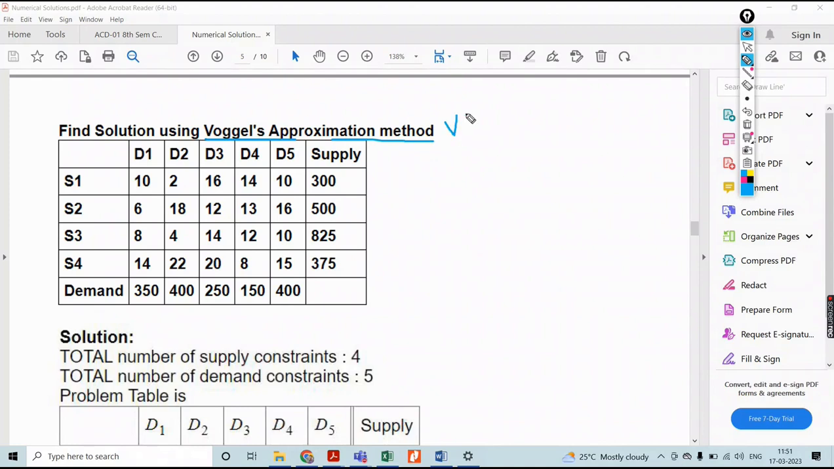Propagation method. Normally we'll call that VAM. Okay, keep this in mind. In this numerical, whichever type of transportation problem they have given, first you need to identify whether the transportation problem is a balanced problem or an unbalanced problem.